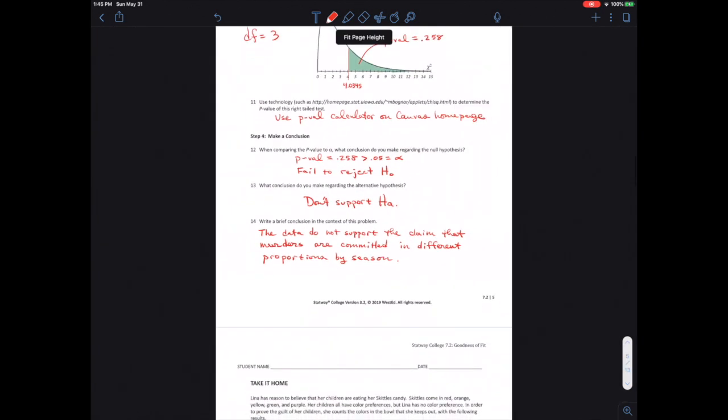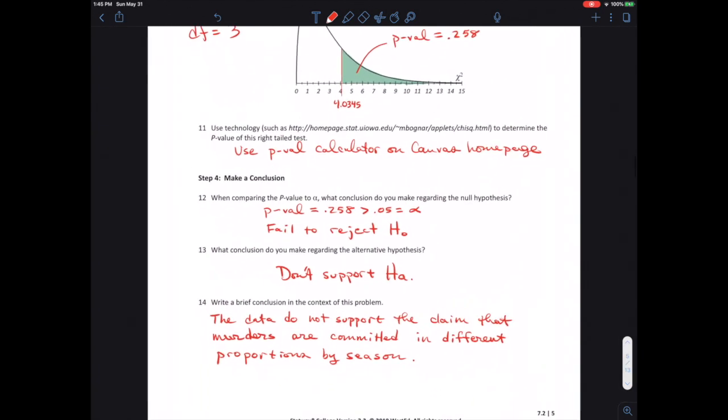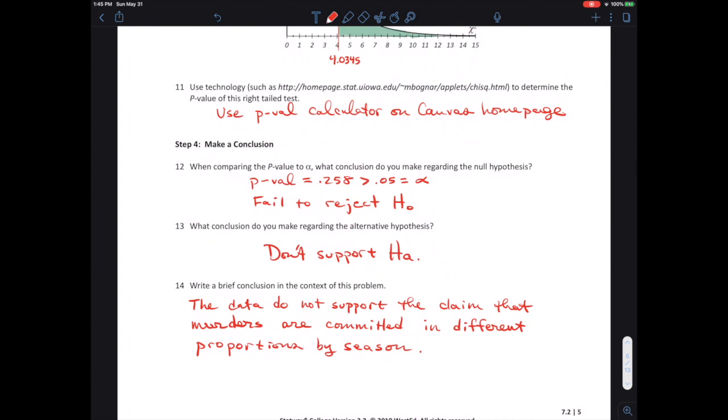And that is it for that lesson. It's kind of short but sweet. See what you can do with it. Good luck.